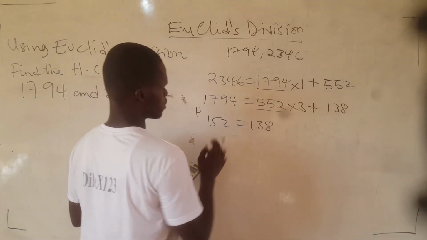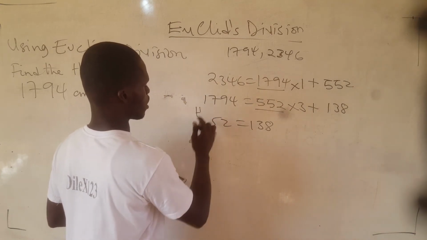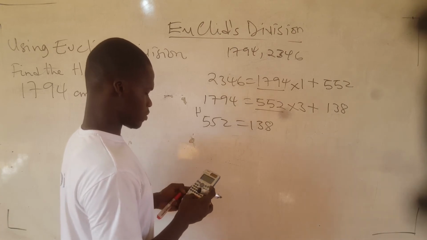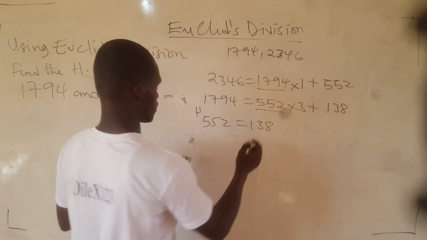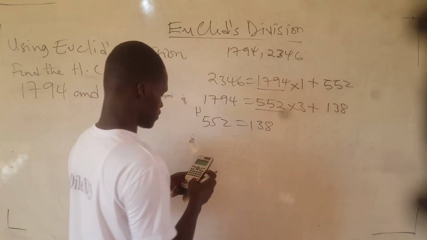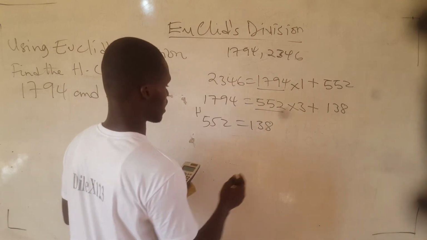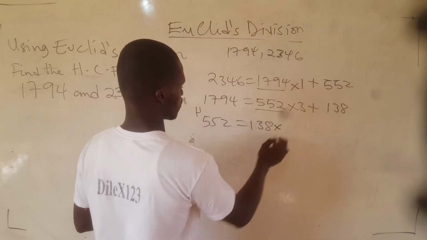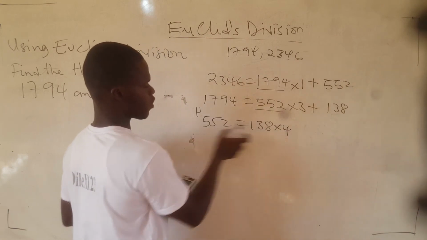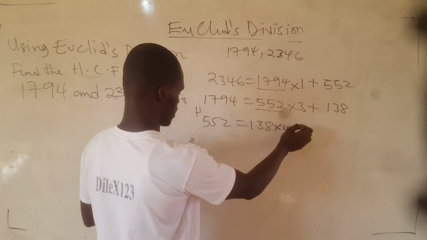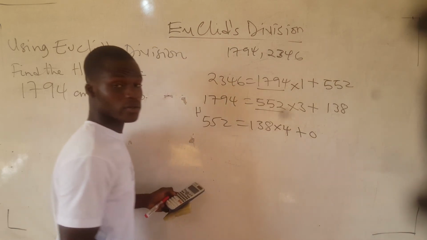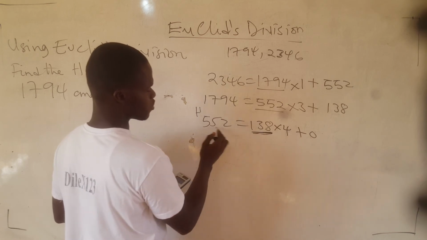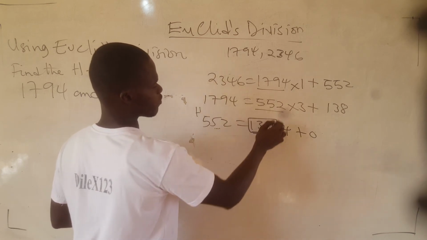So 138 will divide 552 how many times? So 552 divided by 138. That is 4. So 138 times 4 gives us 552. But then there's no remainder. The remainder is 0. As long as you get the remainder to be 0, it means that the number you used to divide this number is the highest common factor.